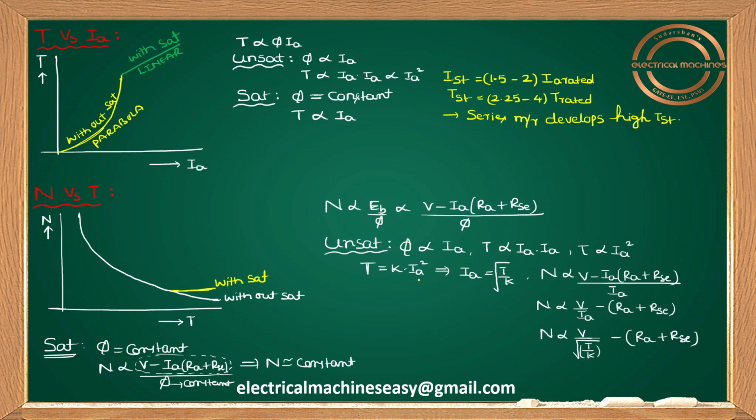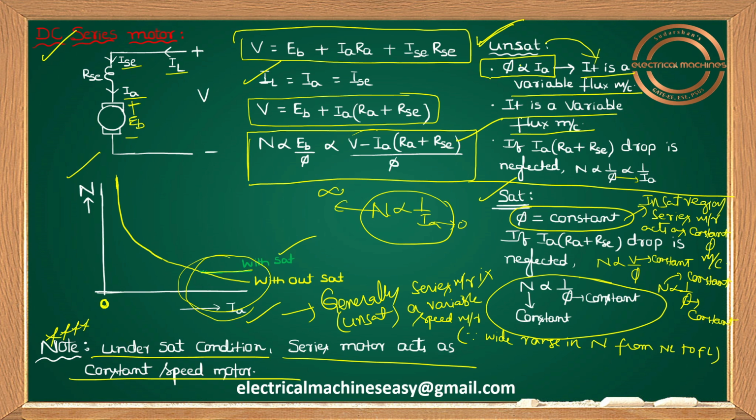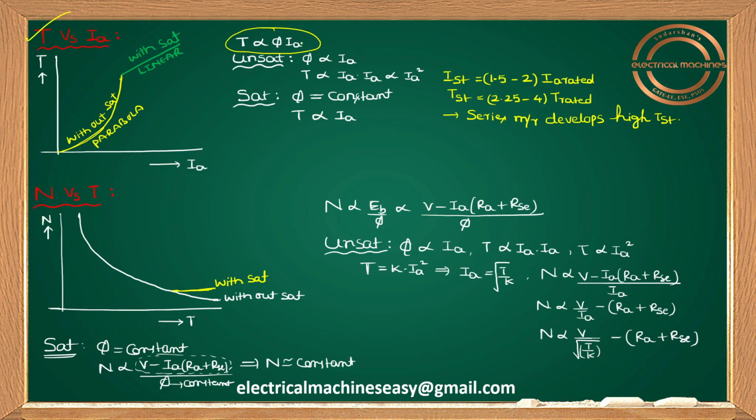Okay, guys. Now let me go for T versus Ia, torque versus Ia. As usual, T proportional to phi into Ia relation, you know. And I told you in unsaturation, phi is proportional to Ia. In saturation, flux equals a constant. So I'm discussing unsaturation, phi proportional to Ia. So in place of phi, I can write Ia once again. T proportional to Ia into Ia, it becomes Ia square. So please, guys, let me draw the T versus Ia graph.